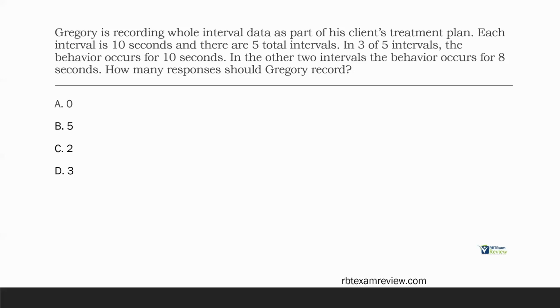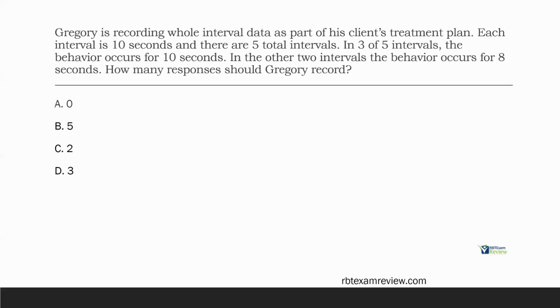If you can't do this in your head, that is okay. They give you scratch paper, write it out. What are we writing here? We are writing about Gregory taking whole interval data. We've got 5 intervals of 10 seconds each. So knowing what we know about whole interval data, our responses have to occur for the entire 10 seconds, that entire interval, for it to count.